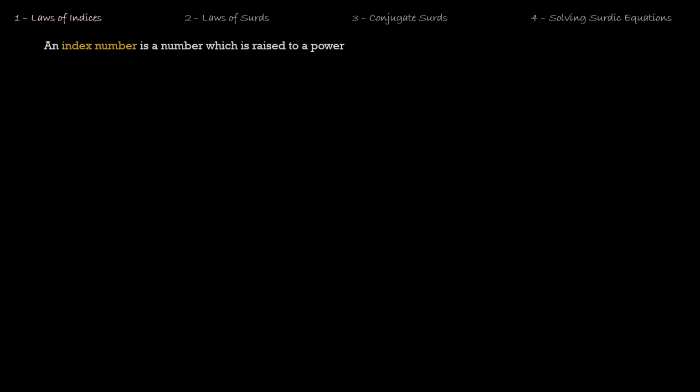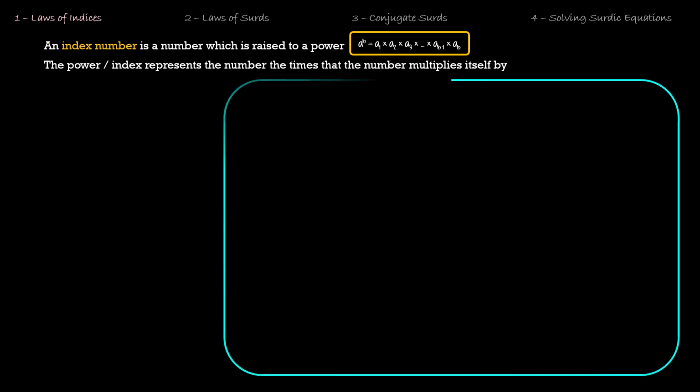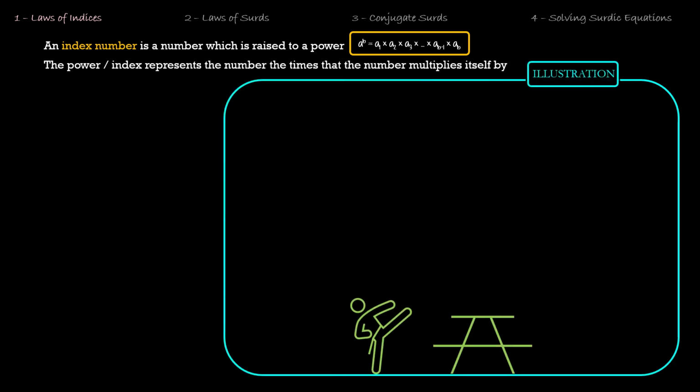An index number is a number which is raised to a power. This means that for a to the power of b, the number a is multiplied to itself b number of times. Let's illustrate this with a martial artist whose energy comes from the number of times he drinks an energy drink. Let's first begin with the drink A.